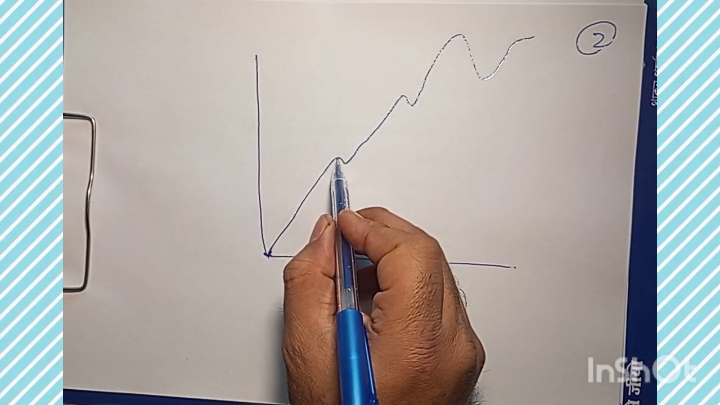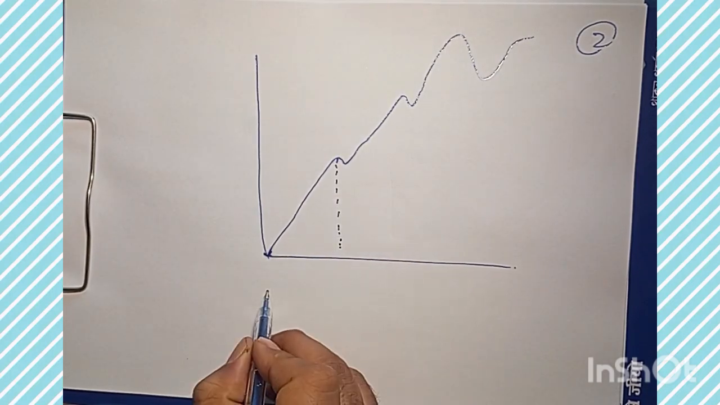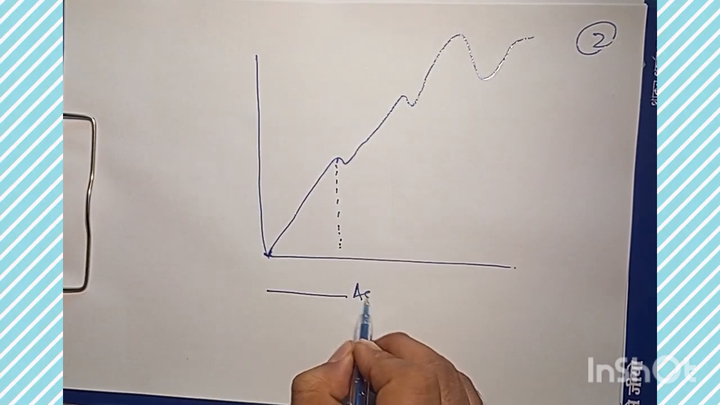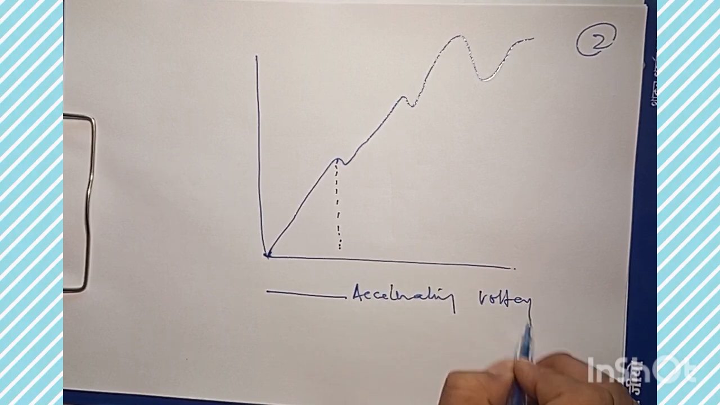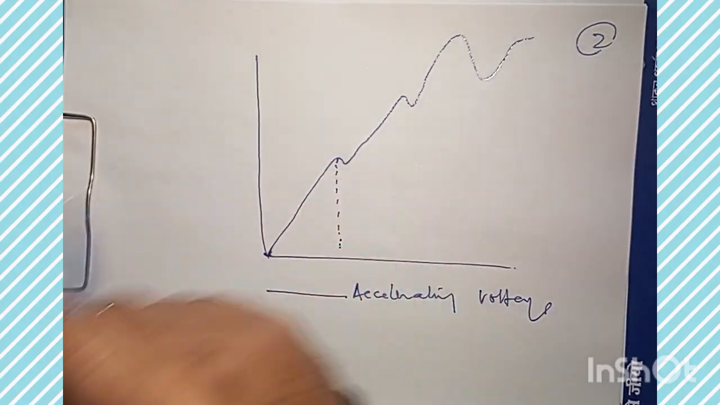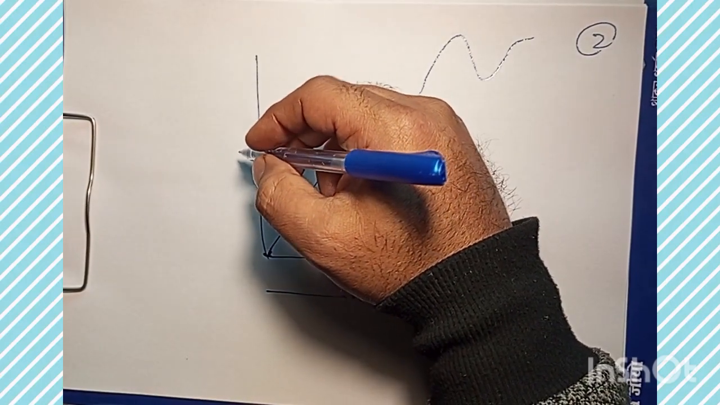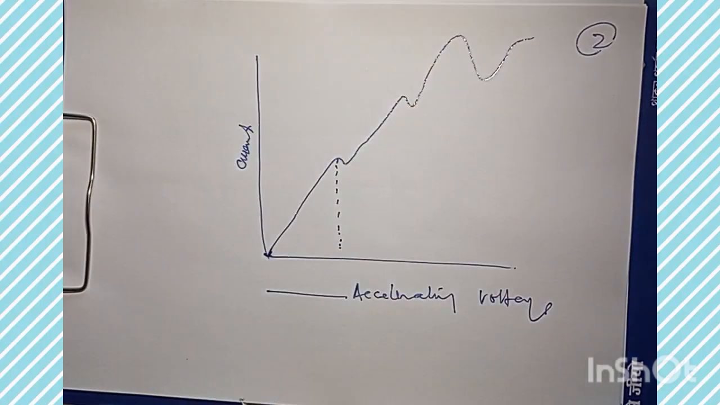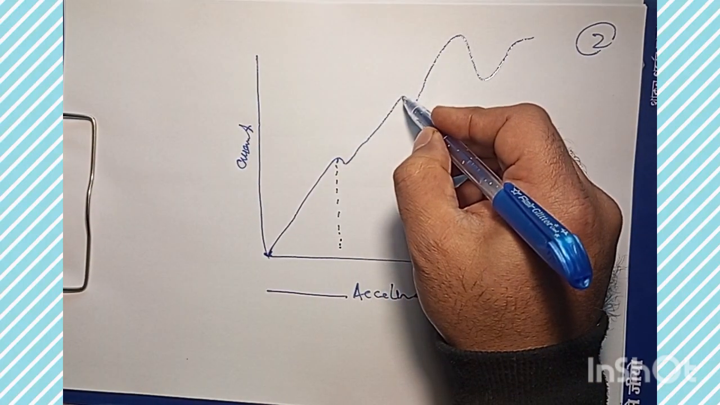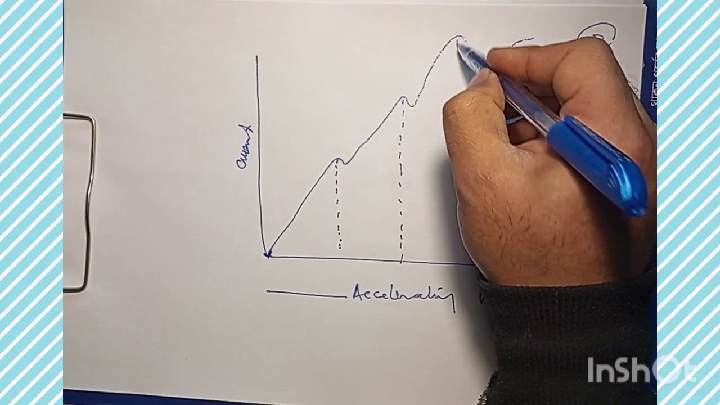So we can see that we are obtaining some kind of peaks. Now, this is my accelerating voltage, and this is the current that is measured by the ammeter. Here I have the current.